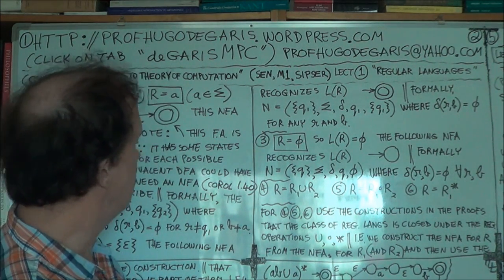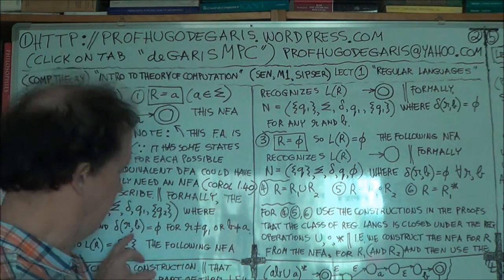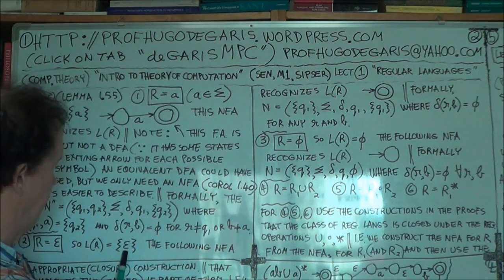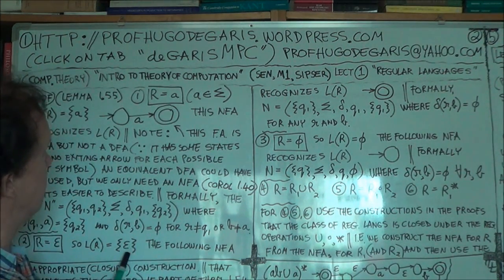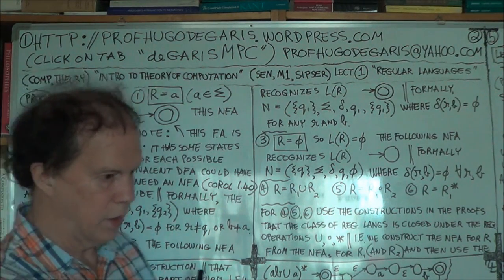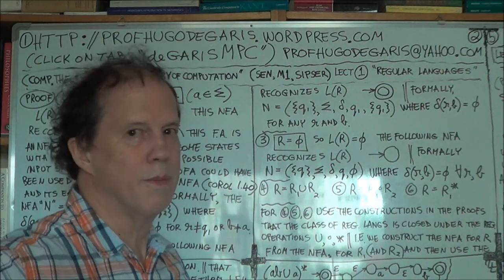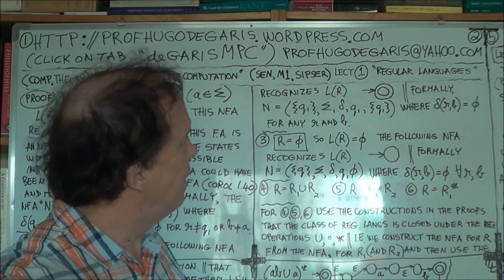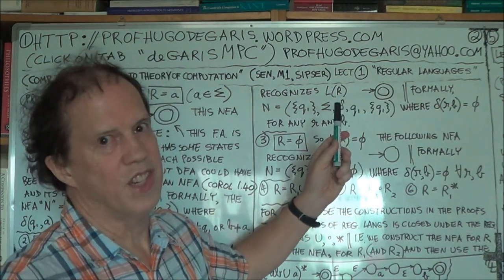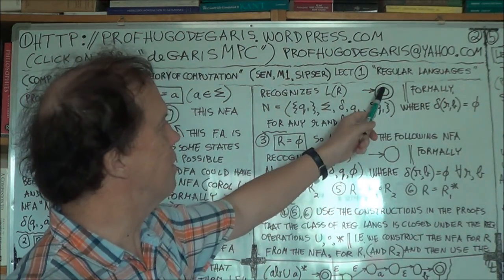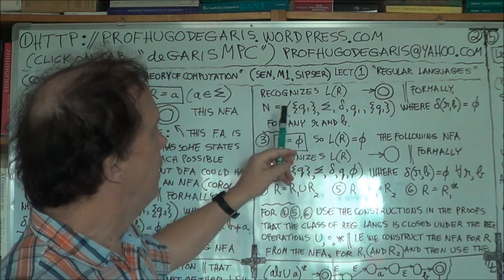Now, why does that work? So there's the epsilon. Okay, that's your symbol in a sense going in. So no symbol goes in, and so you don't transition, right? So you just stay where you are.